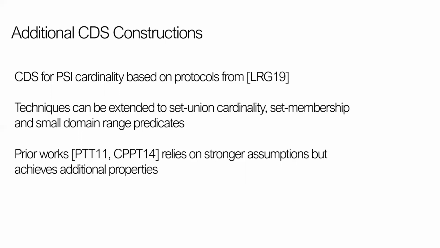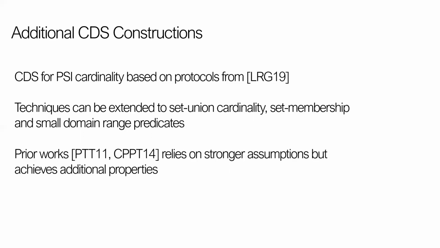We show the variant of their protocol laid out implies two CDS constructions for verifying upper and lower bounds on the intersection size, yielding the exact size of such intersection with rate 3 communication complexity. We note that these CDS techniques can be easily extended to also address set union cardinality, set membership, and small domain range predicates. As above, we extend the security of these schemes to the malicious setting.